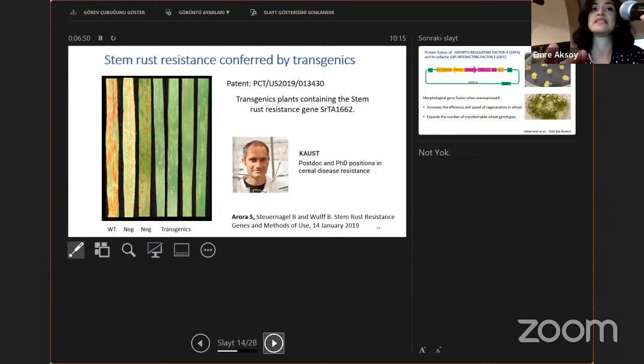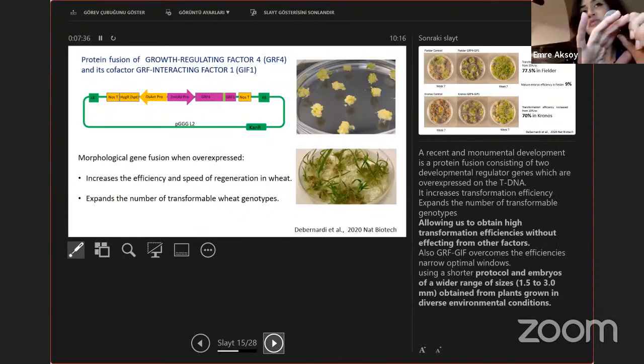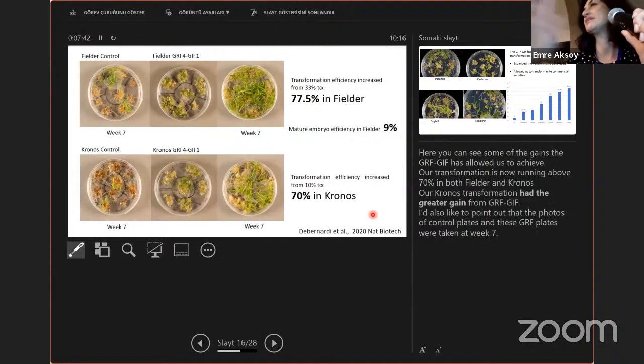Now we have started to use a protein fusion of the growth regulating factor and its cofactor GIF in our transformation, and it is not affected by other external factors. The first results from the paper we published show a drastic increase. Our transformation efficiency is now around 77% in Fielder and 70% in Kronos, and Kronos especially gains more benefit from this system.